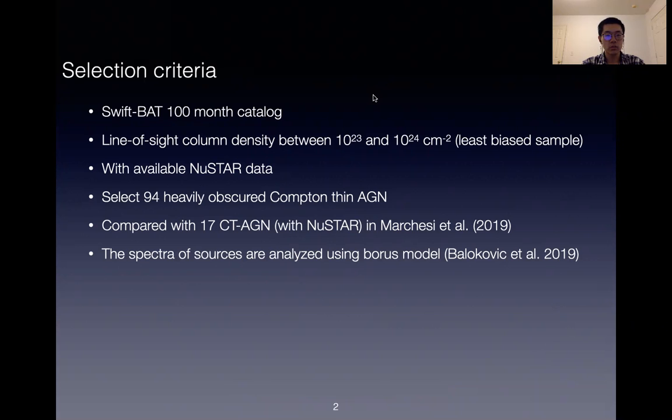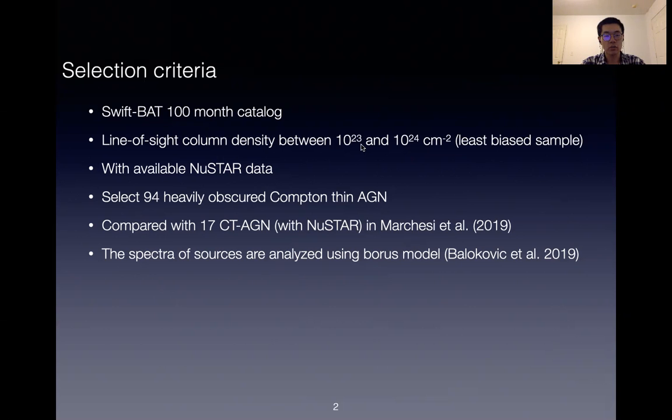And we select sources whose line-of-sight column density is between 10^23 and 10^24 per centimeter squared. Although Compton-thick AGN are an ideal sample to study the obscuring torus since they are reflection dominated, the detection of Compton-thick AGN is significantly biased against. So we choose the Compton-thin AGN to be a least biased sample to study the obscuring torus.